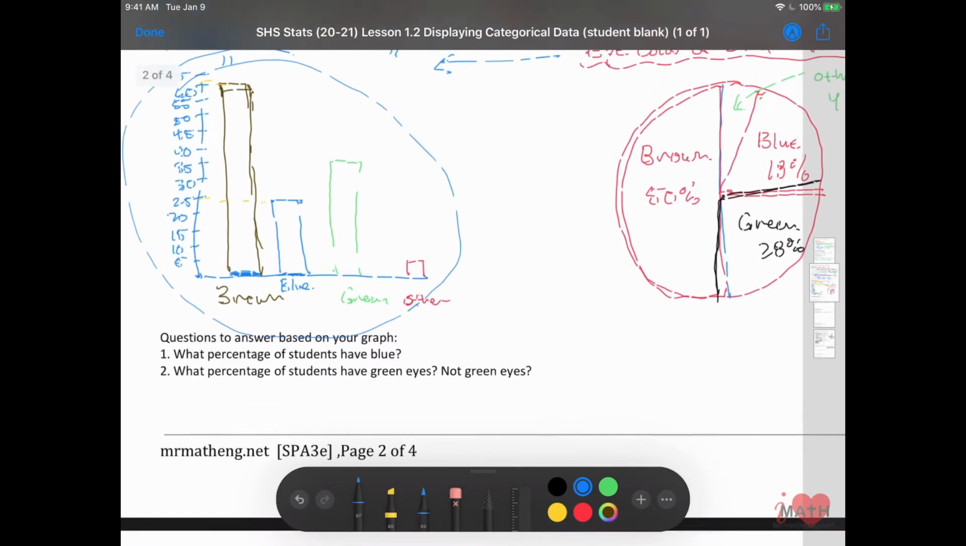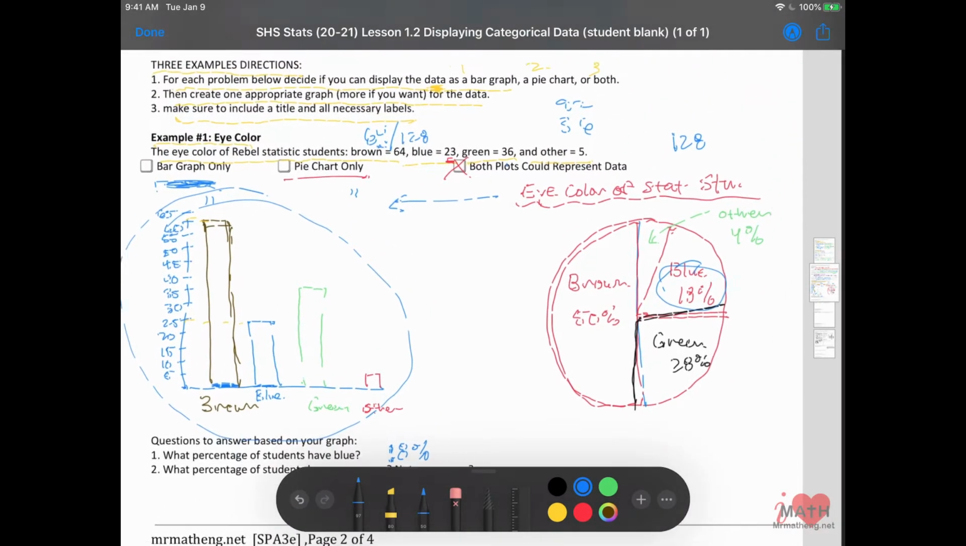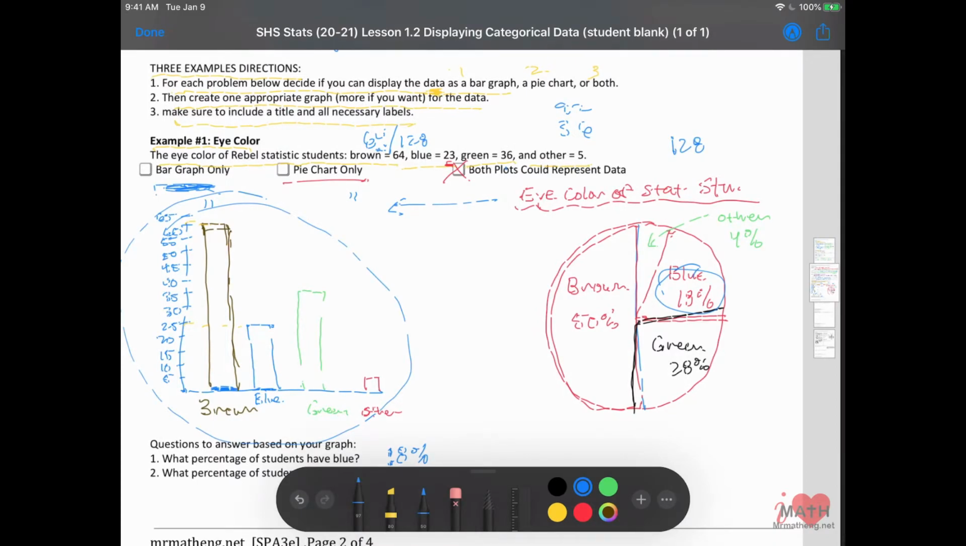Questions to answer based on your graph. What percentage of students have blue? Well, we already did the math. And the answer is over here, 18%. How did I get that? I think my pen's dying. 23 divided by the total, 128. I get a fraction, and then take your fraction and multiply it by 100. And then that's how I got the percent.